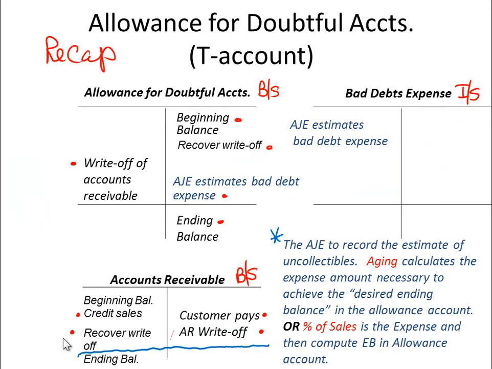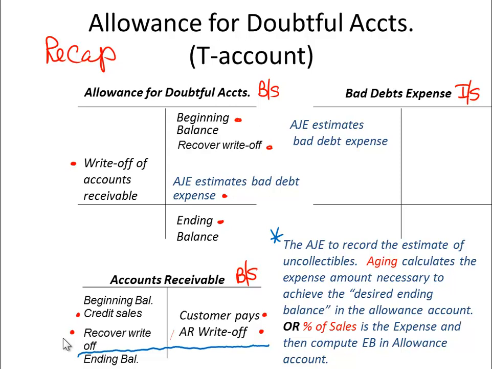So to recap, when we look at our accounts, this is everything that can possibly happen in them. The allowance account, remember, is a contra current asset account. It'll have a beginning credit balance. If there's any recoveries, it is also a credit. The adjusting journal entry for the estimate is also a credit, and the only time you debit the allowance account is when you write off particular accounts.